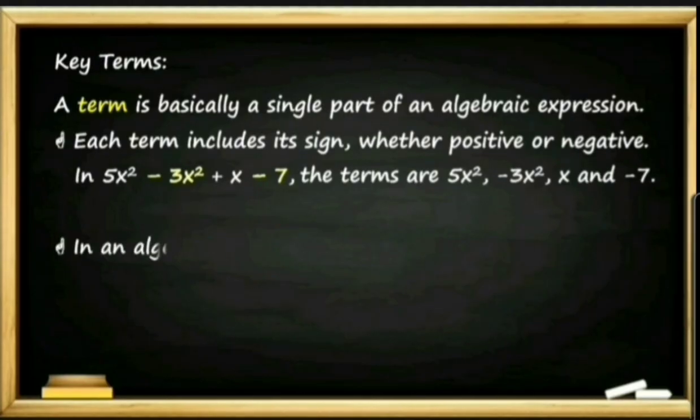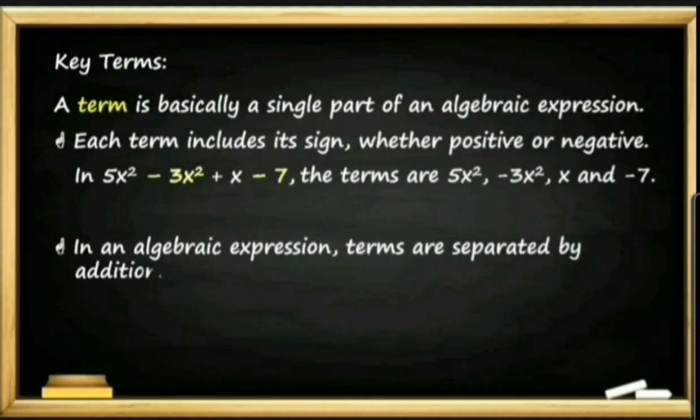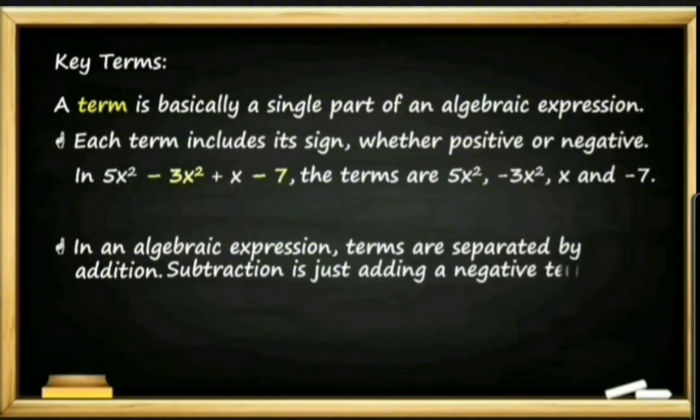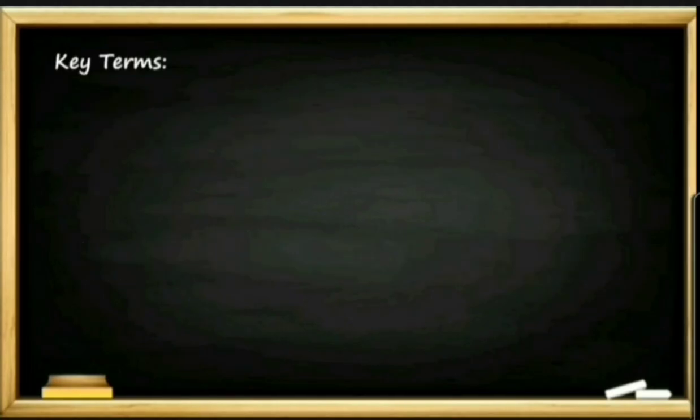In an algebraic expression, terms are separated by addition. Subtraction is really just adding a negative term. That helps us keep track of each term's sign whenever we combine them.